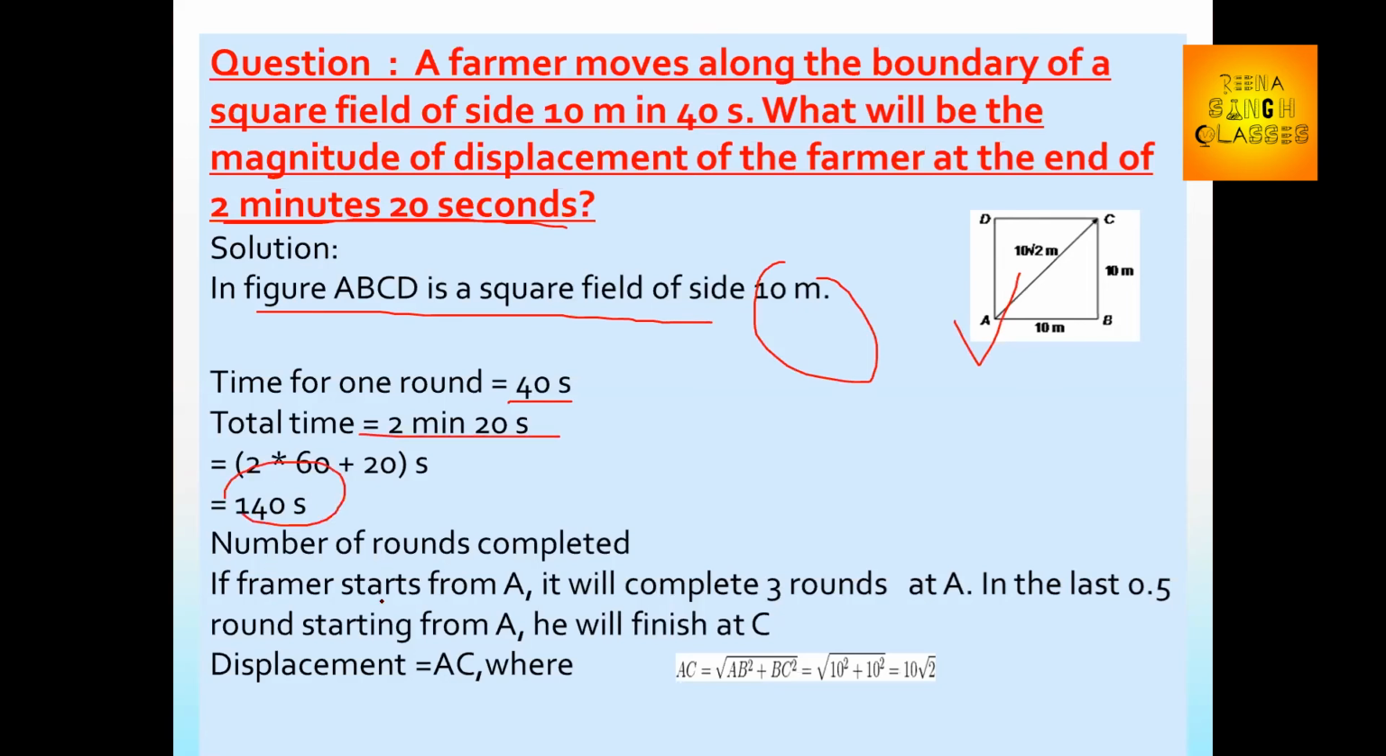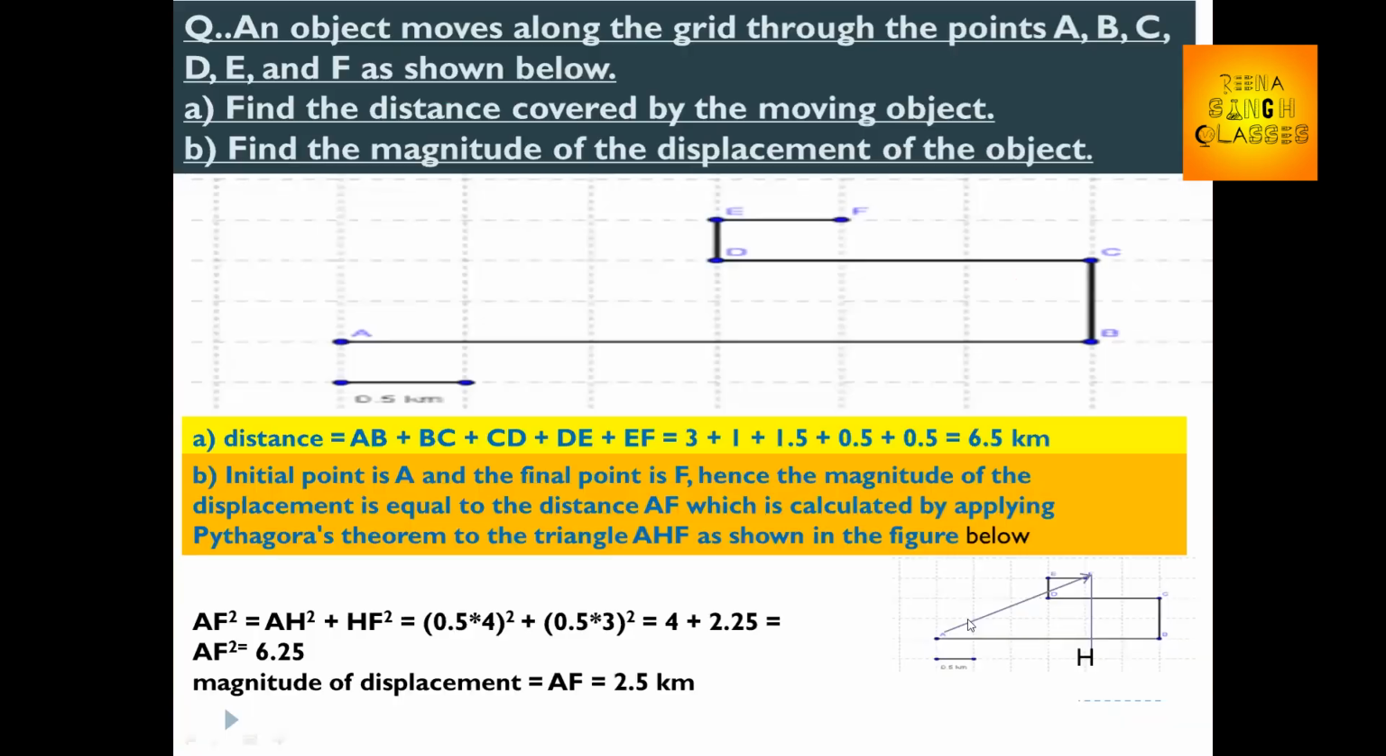In 140 seconds, he has completed 3 rounds and the remaining 20 seconds. So in the last 0.5 round, starting from A, he will finish at C. Using the Pythagoras theorem, you join A to C, the initial position and the final position, and you will get the displacement 10 root 2.